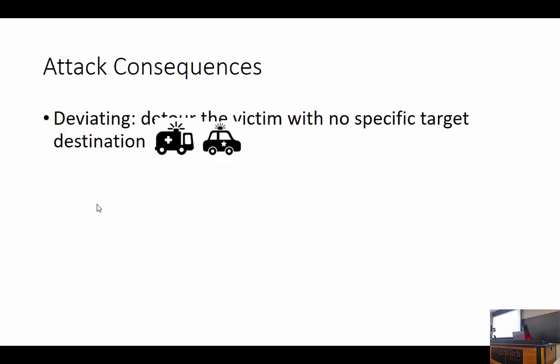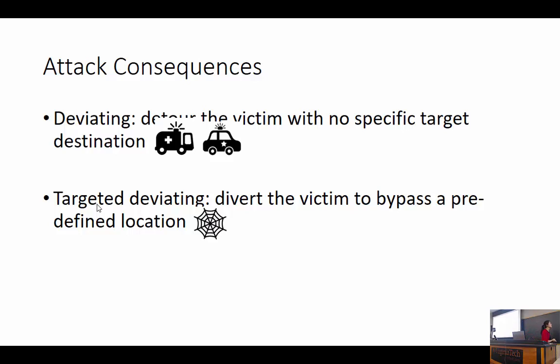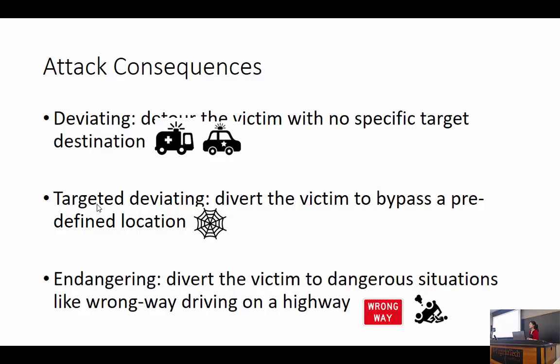Another type of attacker's goal is that they really want to get the victims to a particular predefined location so that they may ambush the victim there to steal their cars or money. And the final possible attacker's goal is that they want to divert the victim to a dangerous situation. For example, they want to divert the users to drive in the wrong direction on the highway, and that can potentially lead to fatal car crashes. Those are all the three types of attacker goals that can be achieved using this stealthy attack.